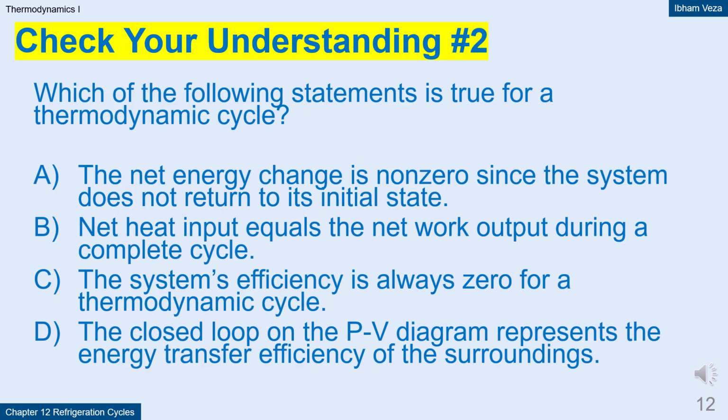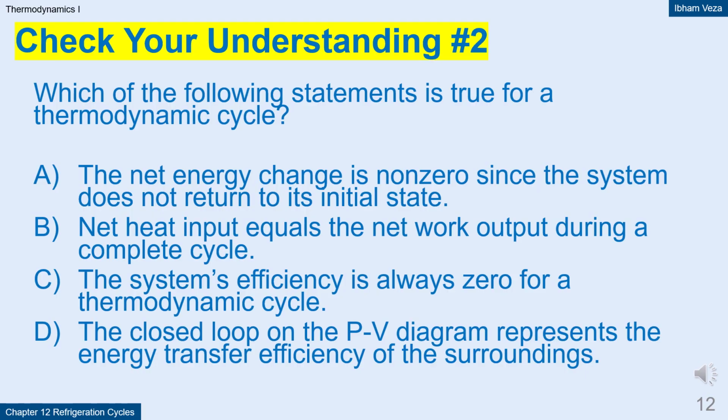Answer: B. Net heat input equals the net work output during a complete cycle. Explanation: A. The net energy change is non-zero since the system does not return to its initial state. This is incorrect, because in a thermodynamic cycle, the system returns to its initial state, meaning the net energy change is zero. B. Net heat input equals the net work output during a complete cycle. This is the correct answer, as in a thermodynamic cycle, the heat input to the system is converted into work output, assuming no losses, ideal cycle.